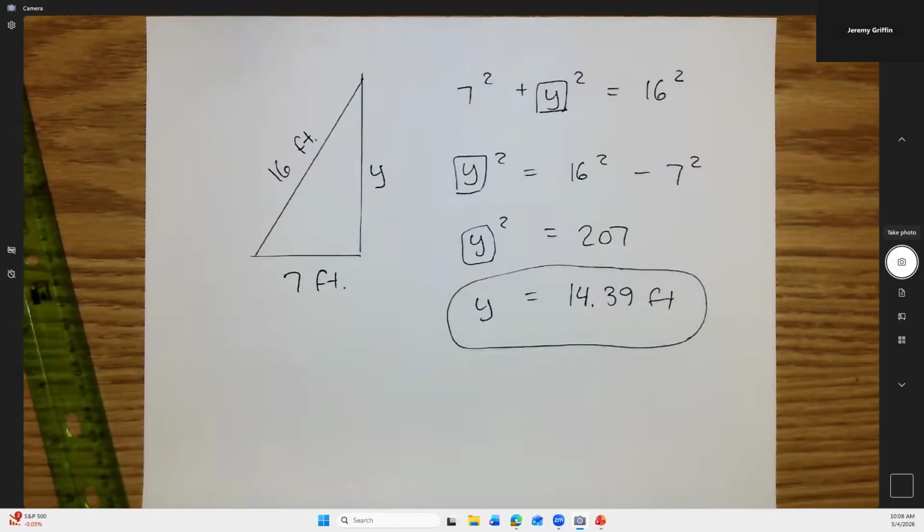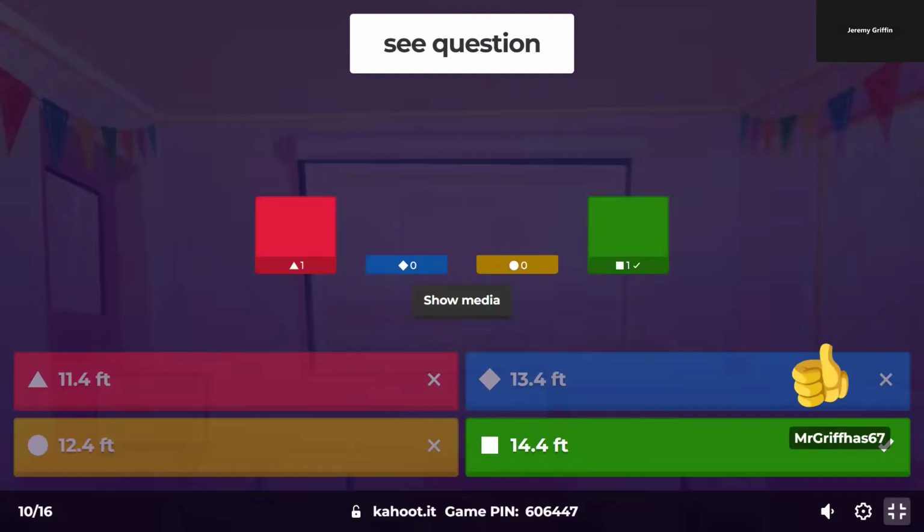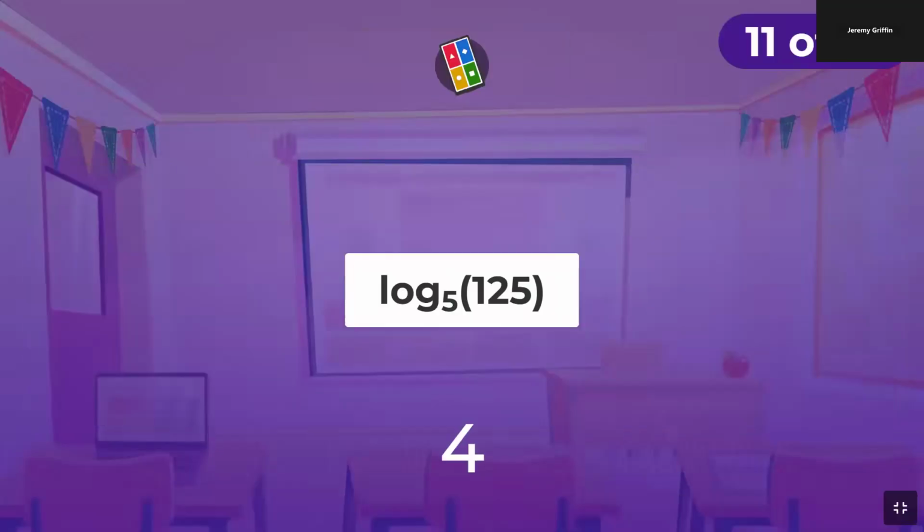Alright, you guys can do Pythagorean. A squared plus B squared equals C squared.